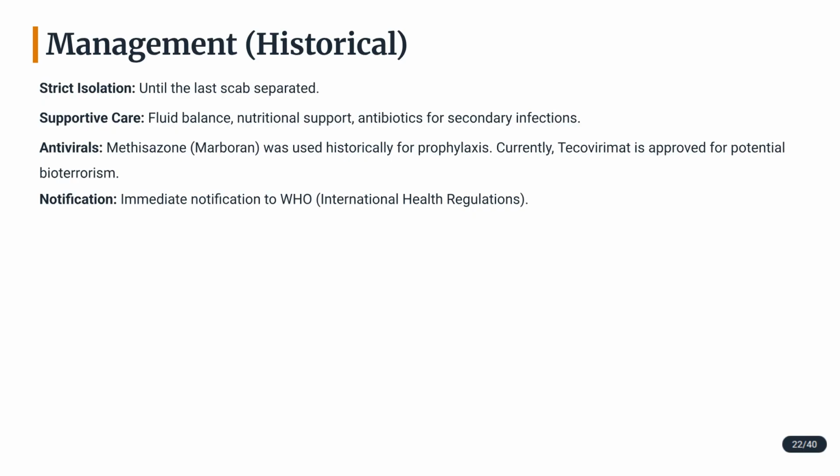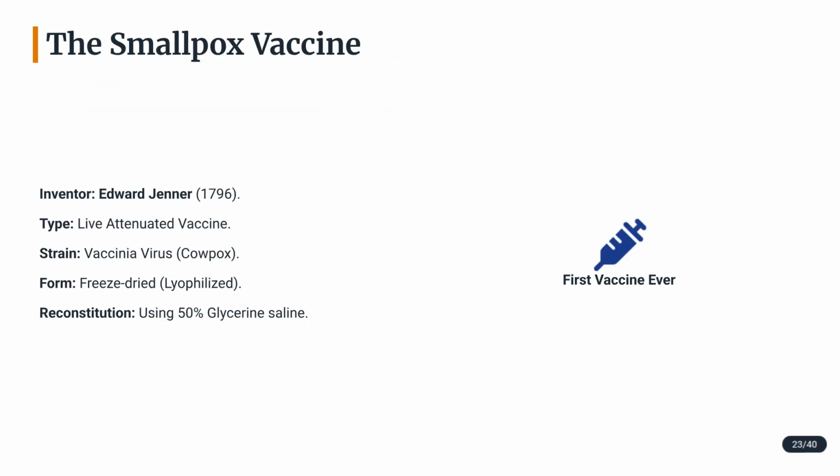The smallpox vaccine, invented by Edward Jenner in 1796, was the first vaccine ever. It was a live, attenuated vaccine using the vaccinia virus, a cowpox strain, often in a freeze-dried form. Vaccination was done using the bifurcated needle and the multiple puncture technique on the deltoid area. A successful vaccination, or take, resulted in a pustule leading to a scar.